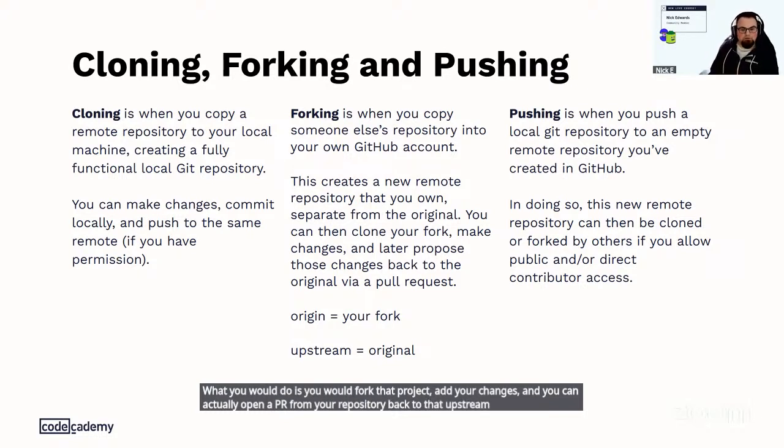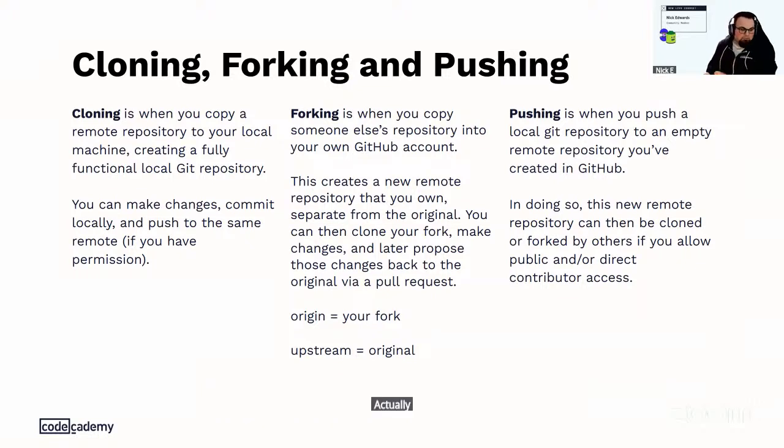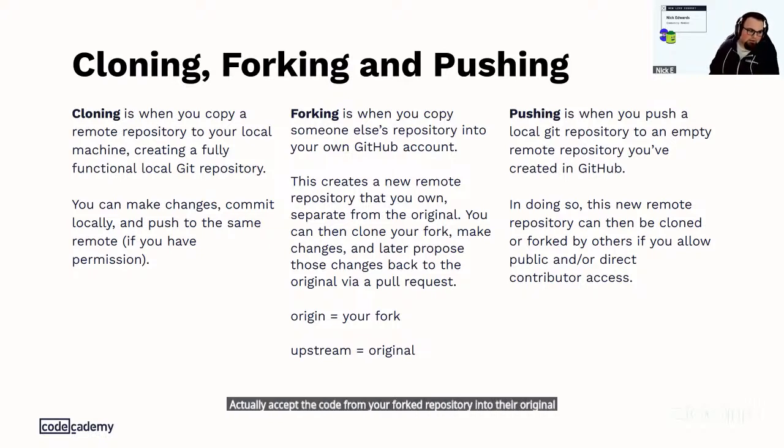And then the original creators of that repo, or any contributors of that repo that have the permission to do so, can review your PR and actually accept the code from your forked repository into their original repository, if that makes sense. So really, again, the biggest difference between cloning and forking is that with cloning, you're creating a copy of the same project. Everybody's working on the same project.